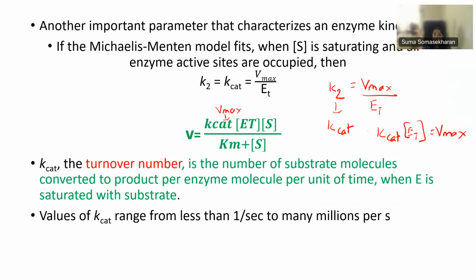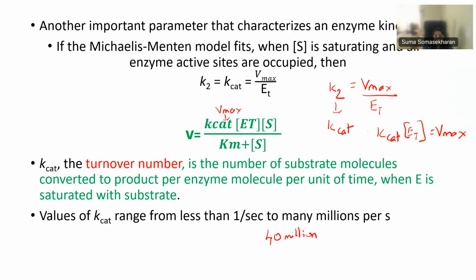Kcat values range anywhere from 1 per second to many millions. For example, the enzyme catalase converts about 40 million substrate molecules per second. Carbonic anhydrase converts carbon dioxide to bicarbonate and carbonic acid, about 1 million molecules of carbon dioxide per second, right? So these are enzymes which have very high Kcat values, but you also have enzymes which have very low Kcat values, like 1 per second.